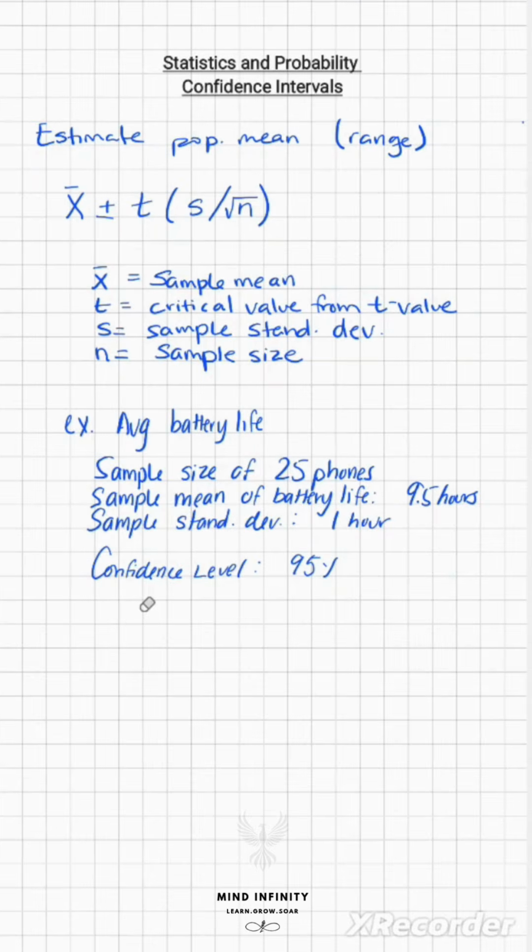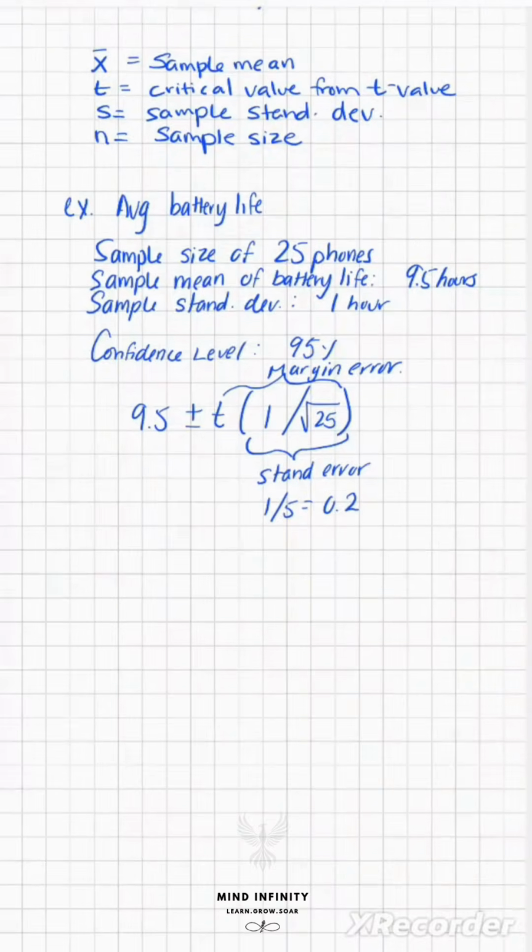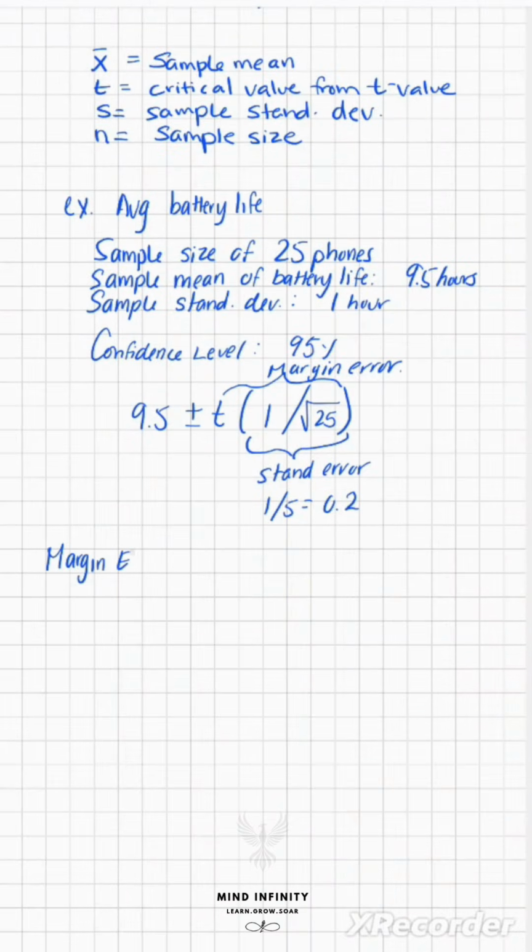So we basically have the mean as 9.5 plus or minus t times 1 as the standard deviation divided by the square root of the sample size, which is 25. Now this is our standard error, which is 1 over 5, which is 0.2. Then this is our margin of error. So the margin of error is t times 1 over the square root of 25.